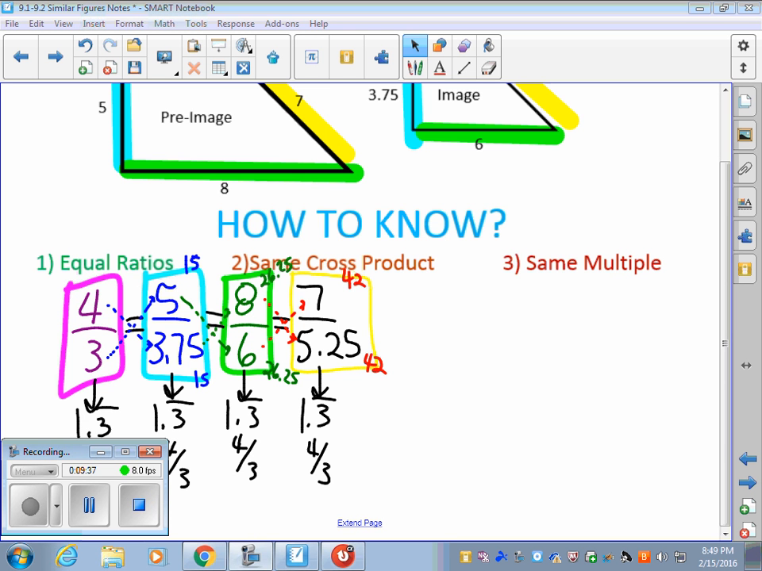Sometimes people just write the proportion and then they can see physically just looking at the cross products that they're the same, and then they move on. Okay, so just make sure you check using either one. The other way would be looking for a same multiple.